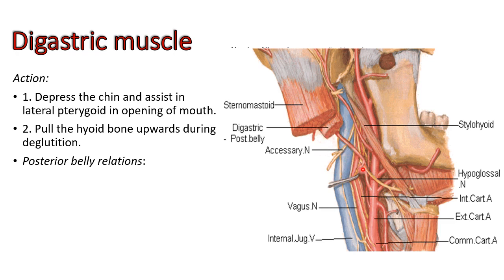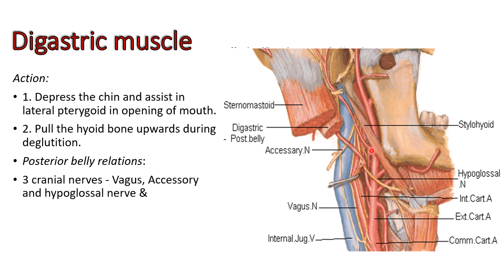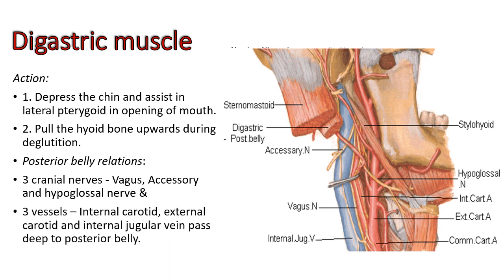Then of course the contents of the carotid sheath, that is the internal jugular vein and the internal carotid artery. So mainly all these structures are present medial to the posterior belly of the digastric.